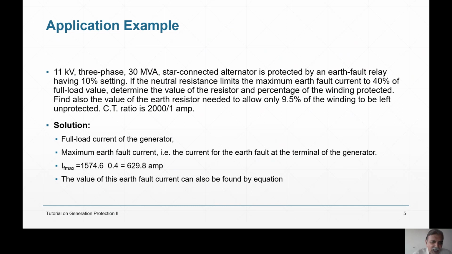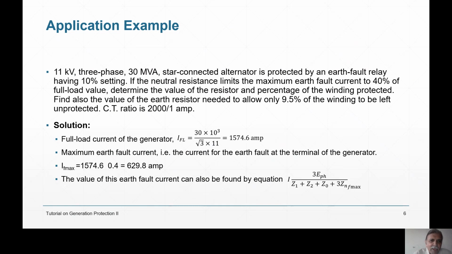So full load current of the generator we find, maximum earth fault current we find. So full load current, IF max, is 1574.6 into 0.4, 629.8. That is 40% is given. Into sign is forgotten, so please correct. 629.8. 1574.6 multiplied by 0.4. The value of the earth fault current can be found by equation. So this can be found.